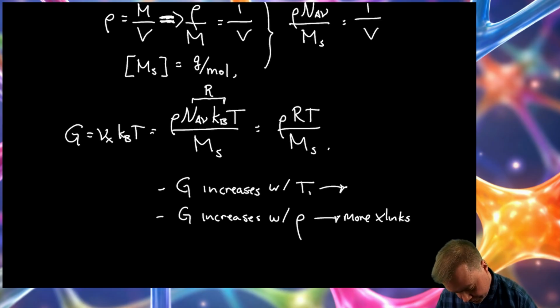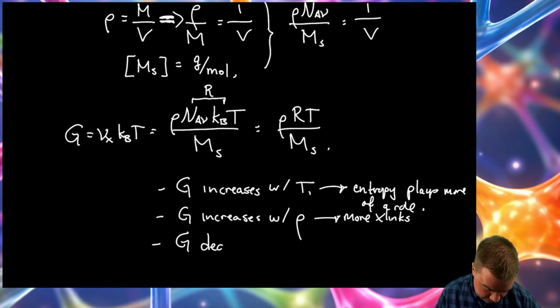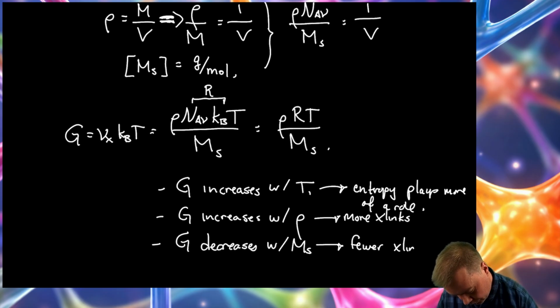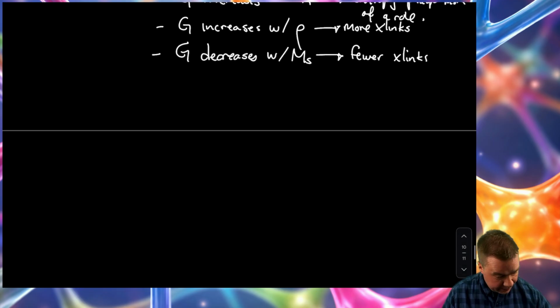This is telling us entropy plays more of a role. And the last thing is that G decreases as m sub s increases. And this is telling us that we have fewer crosslinks, right? And we can kind of see it this way, right?